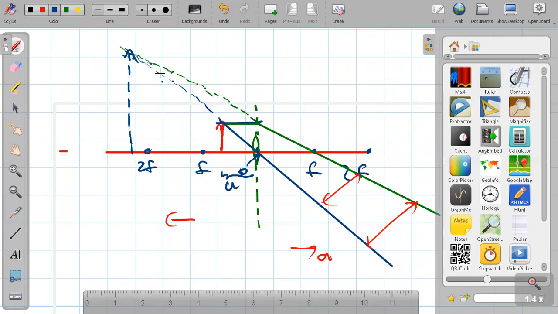Can you understand? This is the mechanism of what? Microscope. Even for the simple microscope, for the compound microscope also the same mechanism. The final image is a virtual one. Understood? Hello? Hello? Yeah.